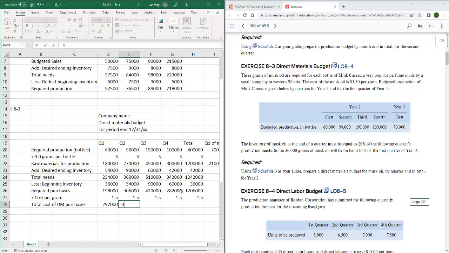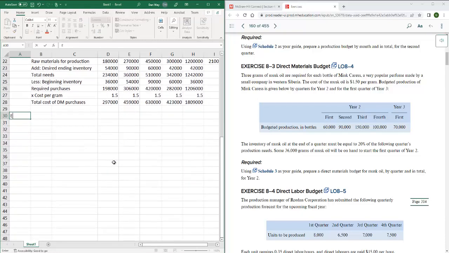Q2, 306 times $1.50, 459,000. And then I'm going to use the cell references for these last ones here. Okay. So what this tells me is for the year on the whole, we're going to have to purchase, based on our expected sales and our expected production, a little over 1.2 million grams of this musk oil, which should cost a little over $1.8 million. Again, based on our expectations about the cost of this stuff and what it's going to take us to produce all these bottles of this perfume.